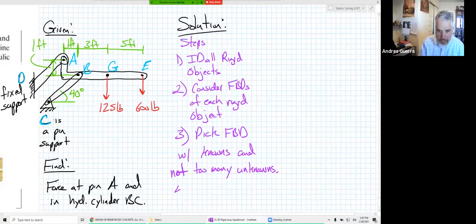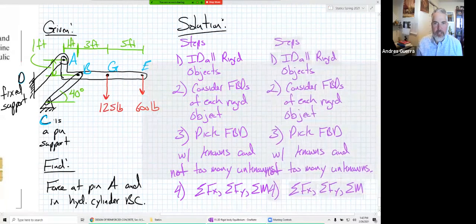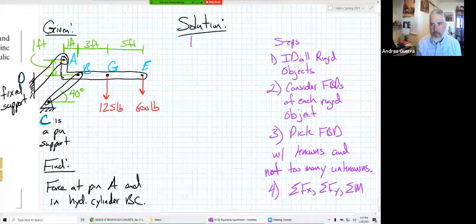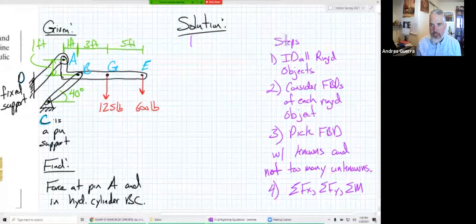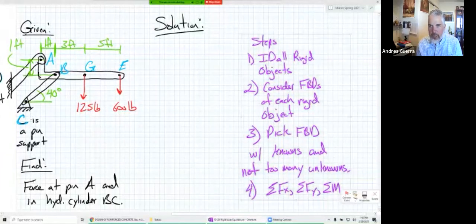Okay, excellent, thank you. And then step four, this is really the easy part. This is implementing those equations, sum of force in the x, sum of force in the y, and the sum of the moment equation. So there's our steps. I'm going to move them over so we can see our picture still, and stay close to our picture. So there's the steps that we're going to follow.